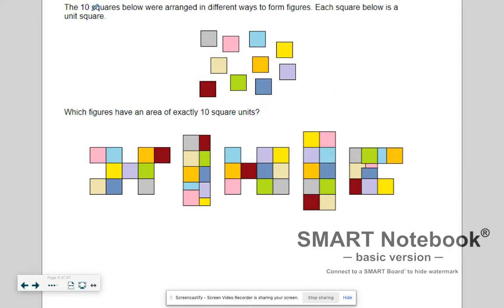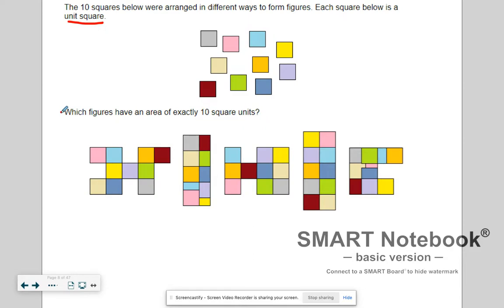Okay? This one might look a little crazy, but let's go through it. The 10 squares below were arranged in different ways to form figures. Each square below is a unit square. So there's your label. Each one is a unit square. Which figures have an area of exactly 10 square units? Okay, so let's read that again. The 10 squares below were arranged in different ways to form figures. Each square below is a unit square.